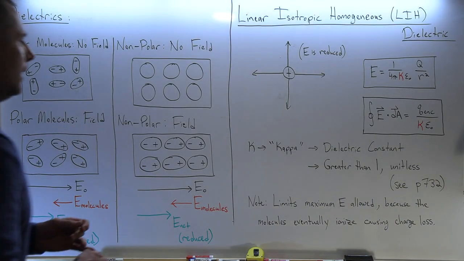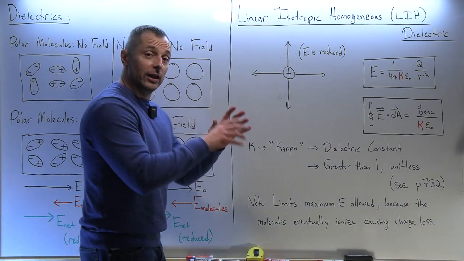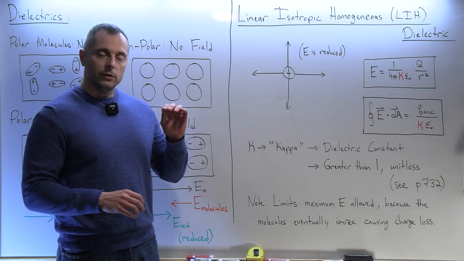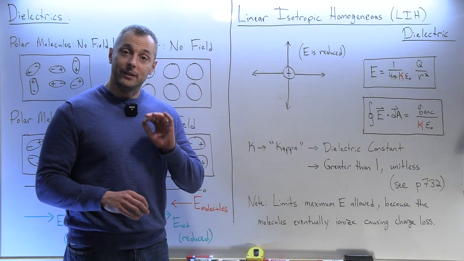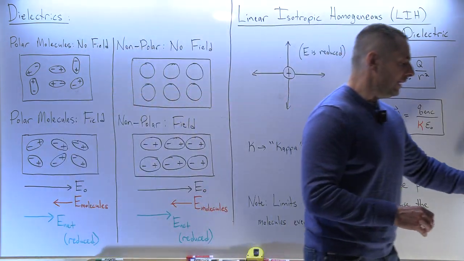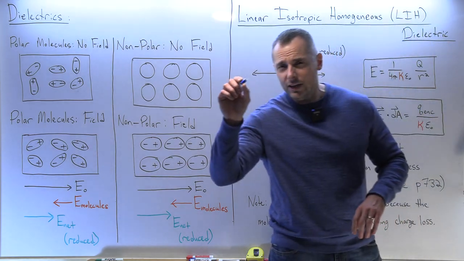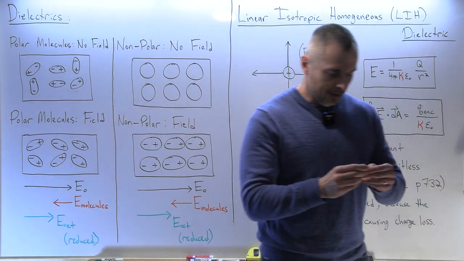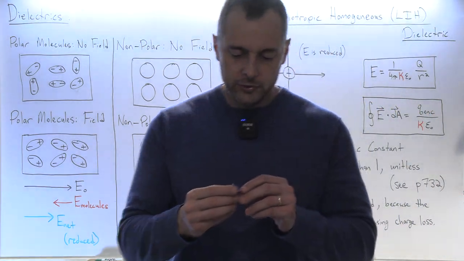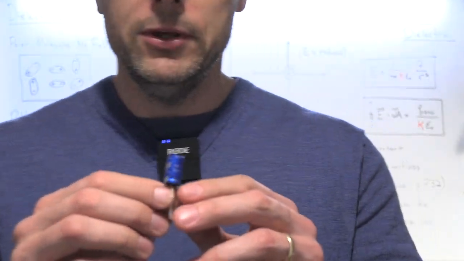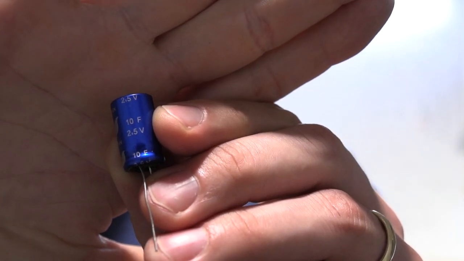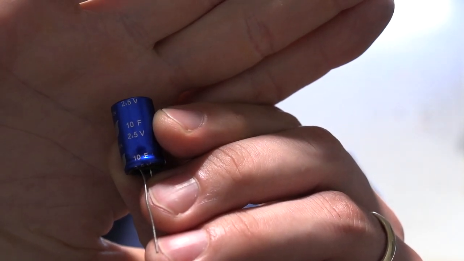All right, so that's what a dielectric does to the electric field. Now we're going to look into how it affects the capacitance. How do I get this tiny thing to be 10 farads? Enormous. By the way, let me bring this close, maybe you can see it. I don't know how good the focus will be. You see how it says 10 farad on it? And then also it says 2.5 volts.